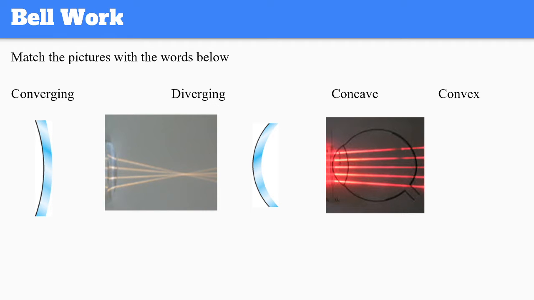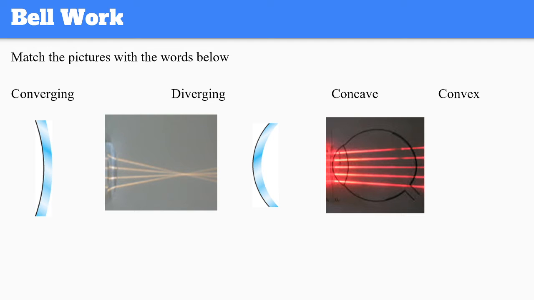Alright, so we're going to start with lenses. Last time we talked about mirrors, and in mirrors we had reflection. But in lenses, light rays are not going to be reflecting, they're going to be refracting. Alright, so let's get started. We're going to start with the bell work. You have everything that I'm going to cover today in your booklet, so I want you guys to go over the booklet and finish your notes.